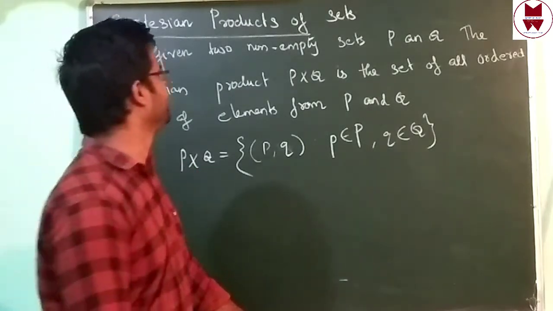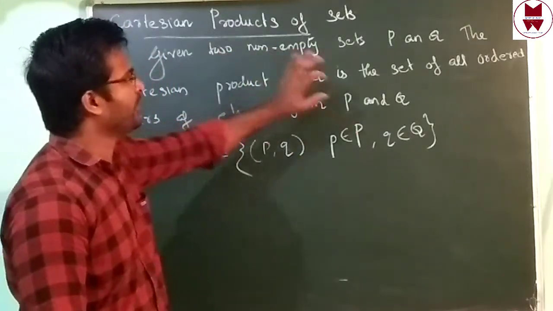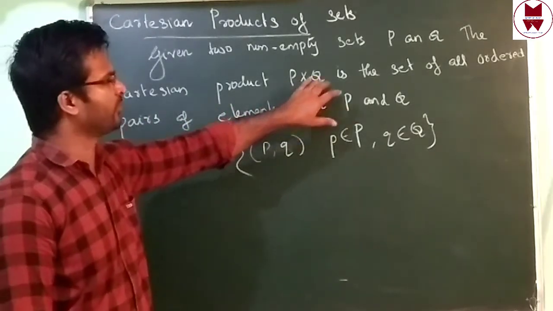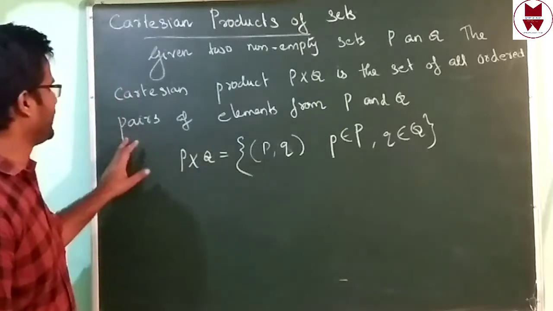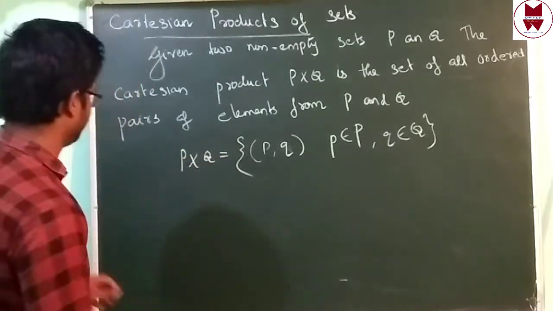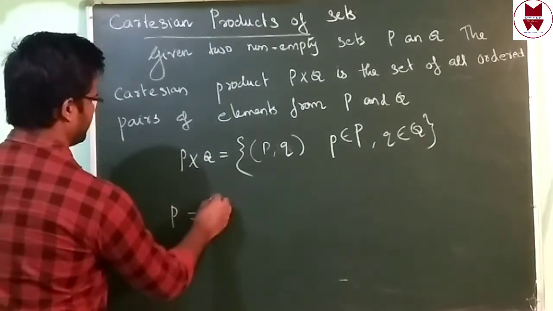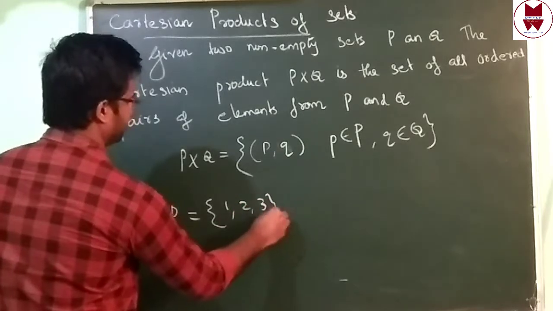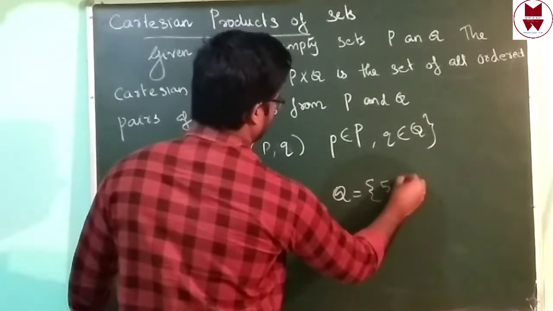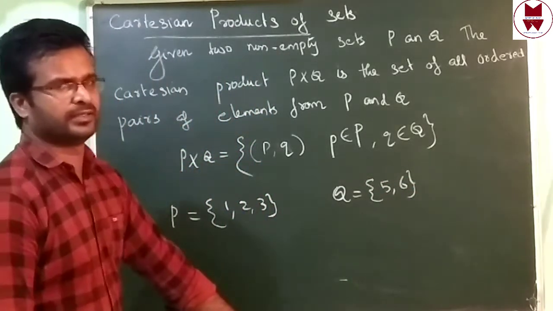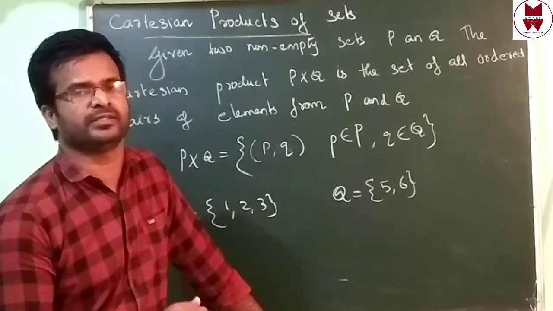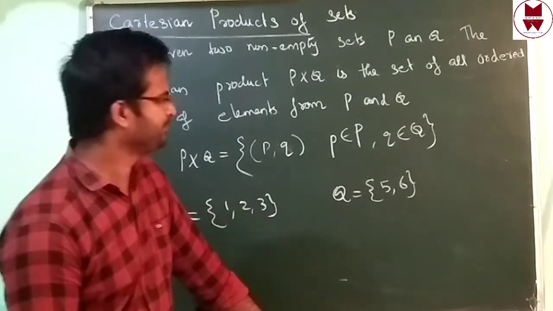What is a Cartesian product? Given two non-empty sets P and Q, the Cartesian product P cross Q is the set of all ordered pairs of elements from P and Q. We can see one example. I am going to consider one set P: 1, 2, 3. Then one more set Q: 5, 6. Here I consider two sets P and Q that are not empty sets. An empty set we cannot use for a Cartesian product.